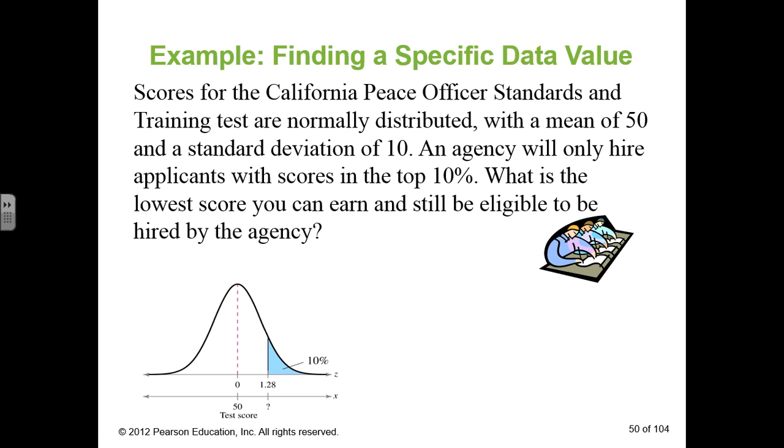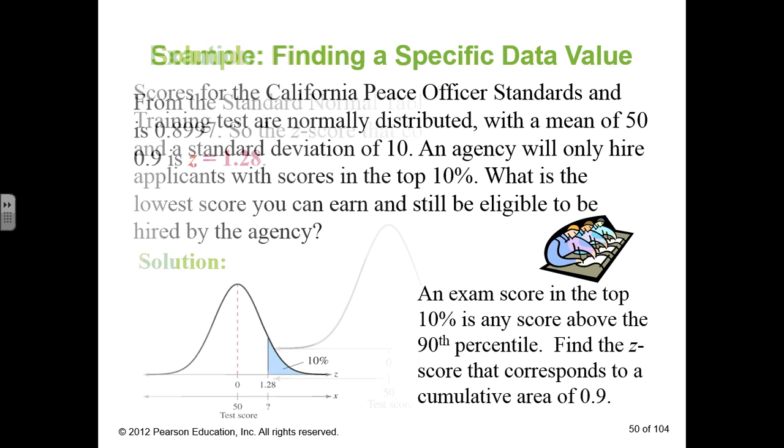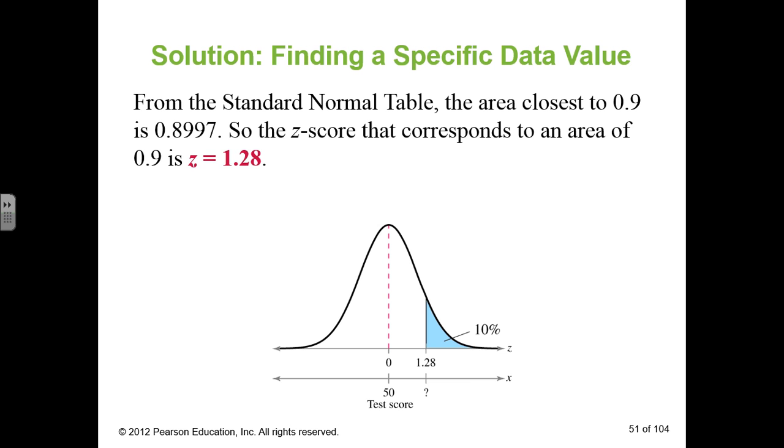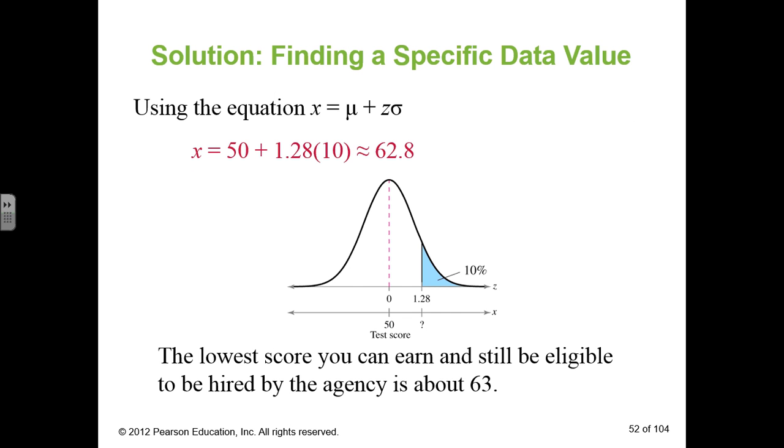Let's find a specific data value. Suppose that the California Peace Officer Standards, they want only the top 10%. So what's the lowest score we can get in order to be eligible for the top 10%? Well, the top 10% means 90% is in the cumulative area. We go to the standard normal table. We look up 0.90, and we see that the closest score is 1.28. So the z-score is 1.28. Now let's find the x that is associated with that. The mean was 50, the standard deviation was 10, the z-score was 1.28. So you have to get at least a score of about 63 to be accepted into this program.